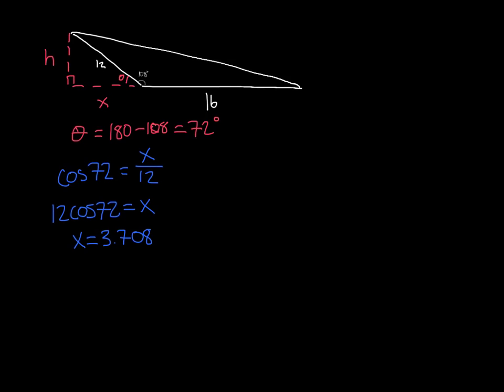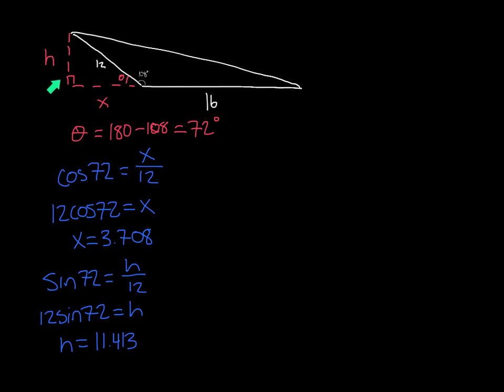I can do the same thing with my h. So I'm going to look back at this triangle. Here's my angle. I've got the opposite and the hypotenuse, so I'm going to do sine. Sine of 72 is going to be equal to h over 12, multiplied by 12. And my calculator is going to tell me that that is 11.413.